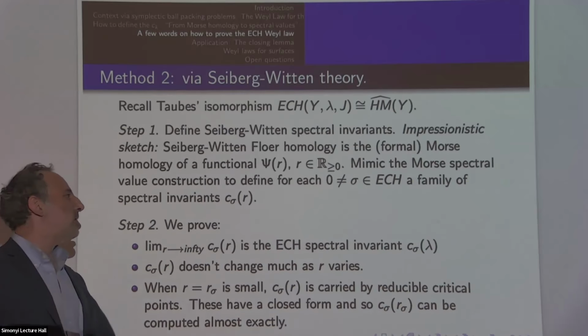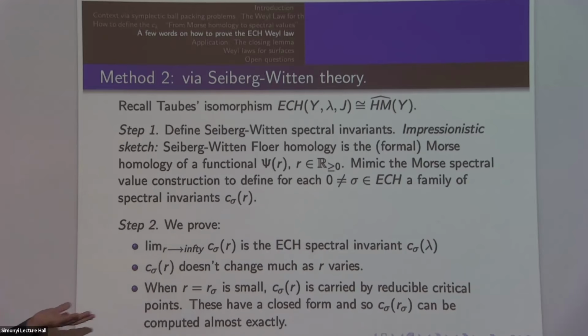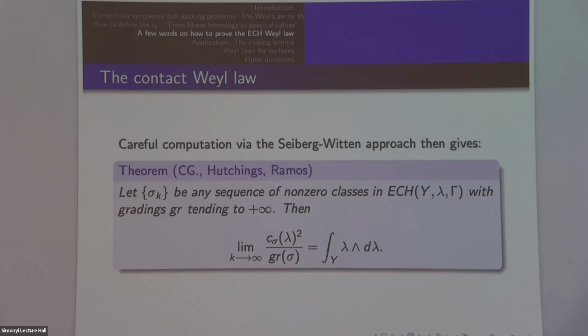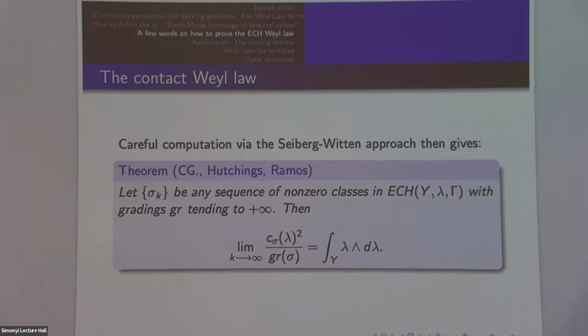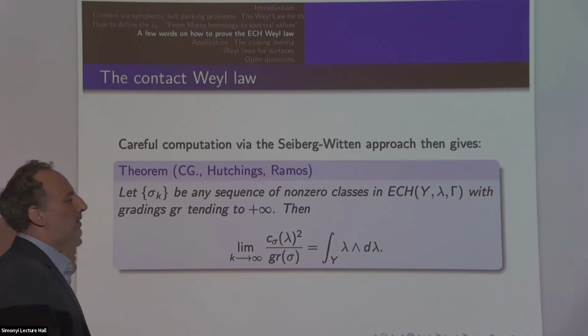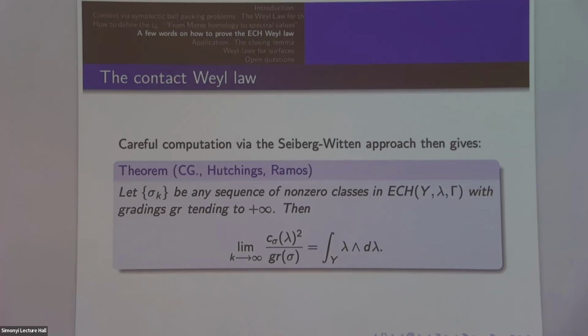or less actually just solve the Seiberg-Witten equations exactly. You get what are called the reducible solutions, and they have almost a closed form, and you can actually just compute this. And what you get is the following even more general Weyl law called the contact Weyl law, which says that if I have any sequence of classes, there's a grading on them. For time reasons, I didn't have much time to define the grading, but it is the thing that has the property that the differential decreases the grading by 1.